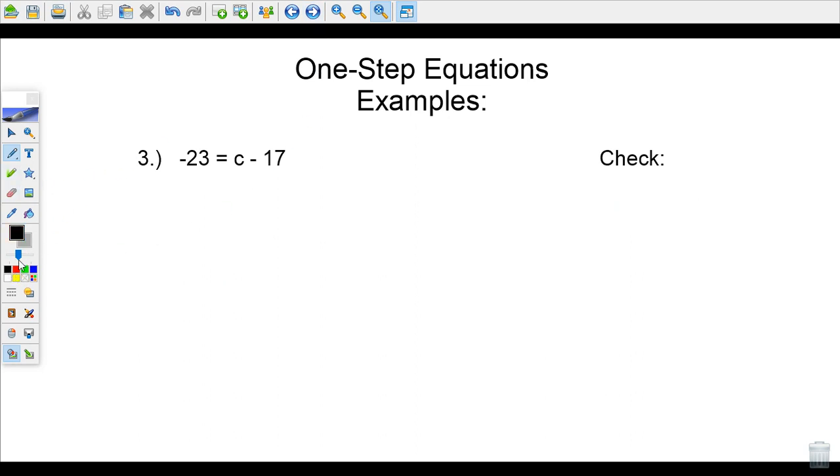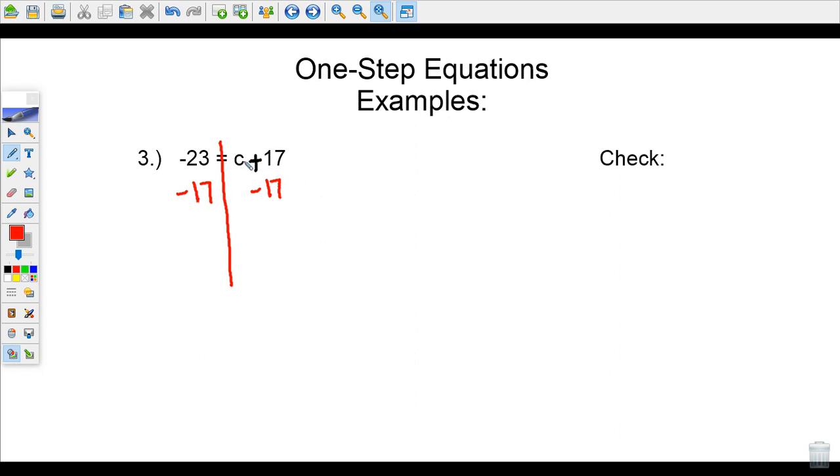One more, and you know what? Let's change this to plus 17 instead of minus 17. So again, draw my line. In the equation, I see plus 17. So I'm going to subtract 17. Opposite of addition is subtraction. Whatever I do to one side, I have to do to the other.